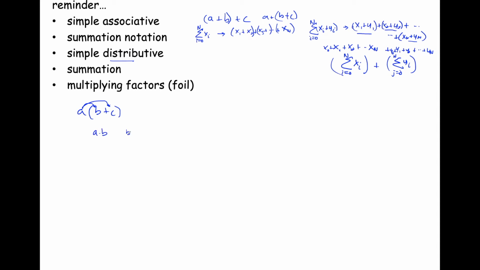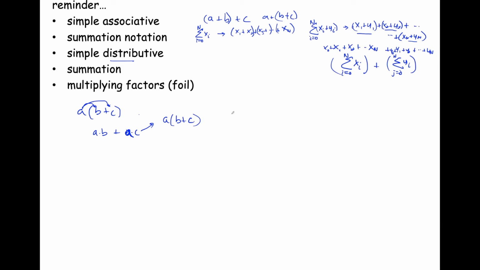The second term is B times C. So I take those products and I add them together. So this distributive rule allows me to distribute this multiplication over this summation. Now, the converse of that also allows me, if I have such an expression, I can factor out this A and write A times quantity B plus C. And so I'm making use of the distributive rule in order to do this factoring. Okay, so that's my distributive rule.